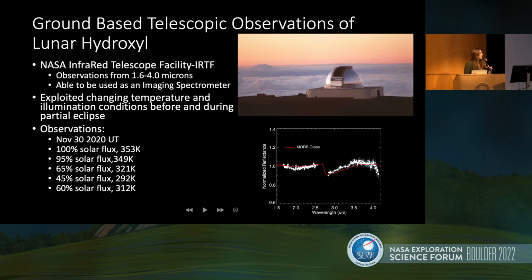So there was a partial eclipse on November 30th of 2020. And this was one day before Chang'e 5 landed. So we took a look at the site before they landed, and we took 5 different observations ranging from 100% solar flux, and then entering the eclipse at 95%, 65%, and then 45% solar flux. And the 45% illumination was the maximum level of eclipse that area experienced. And then coming out of eclipse, we got another observation at 60% illumination.